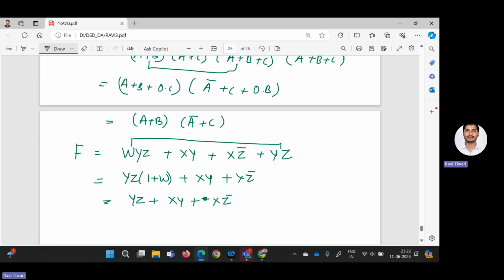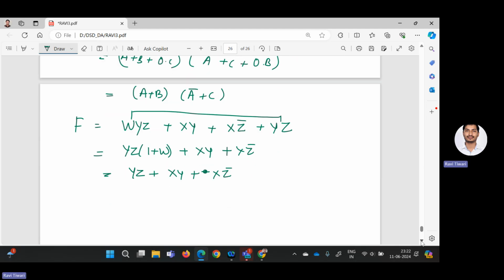Now you see, from here, by using the normal theorems, it's not easy to minimize the expression. So what we will do, we will apply the redundancy theorem, and let's see whether these three conditions are satisfied or not. So here, if you can see, there are three variables. Yes, X, Y, Z are three variables. Each variable is repeated twice. Yes, Y is coming two times, Z is coming two times, and X is also coming two times. And one variable is complemented, Z is complemented.